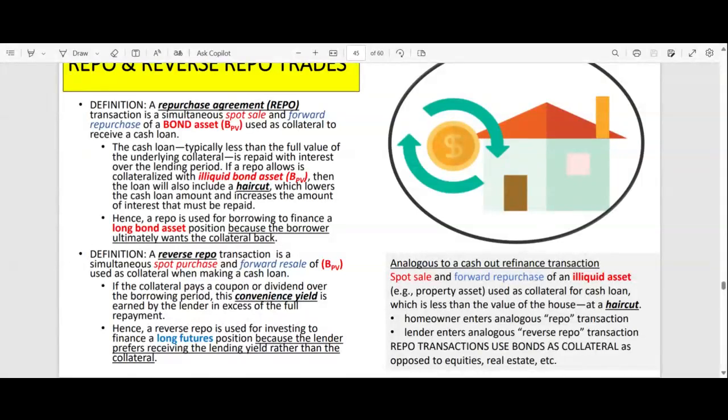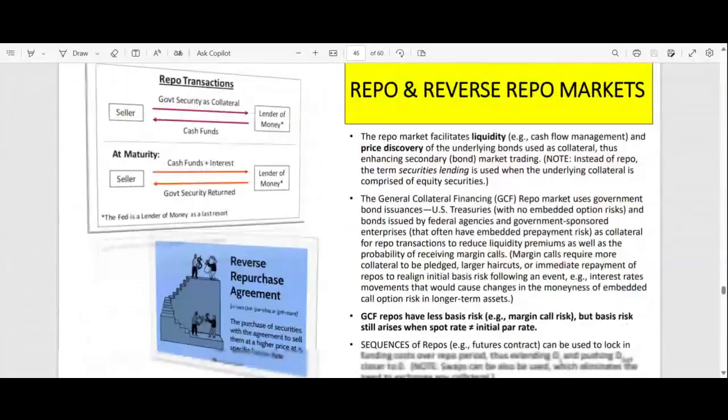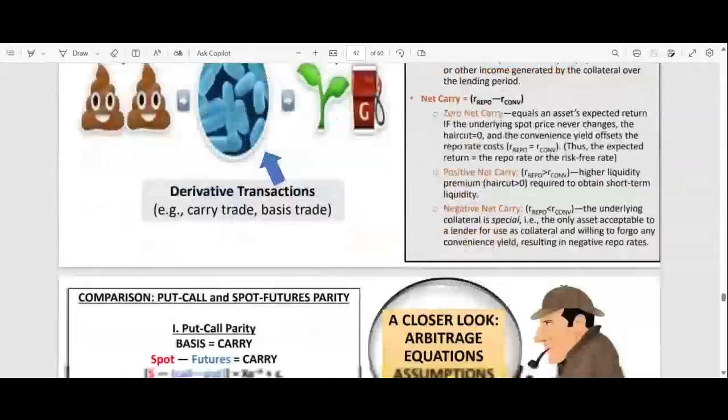So technically, what I do is I pretend to sell the house to the lender with a promise to buy it back because the lender doesn't want a house. The lender just wants to make a loan to me, but the lender wants the loan to be collateralized by the house so that if I fail to repay the loan, then the lender can initiate foreclosure and take the house. Likewise, in the repo market, I am a bank and I may have a cash loan.